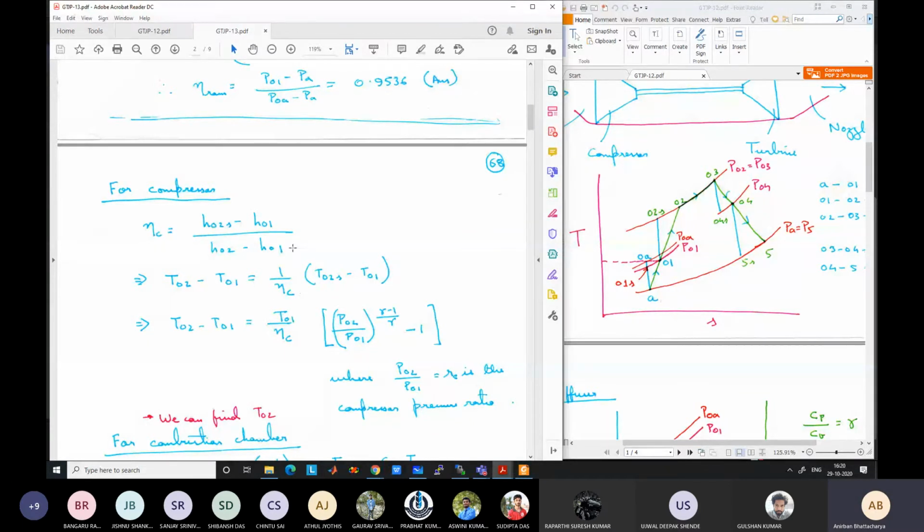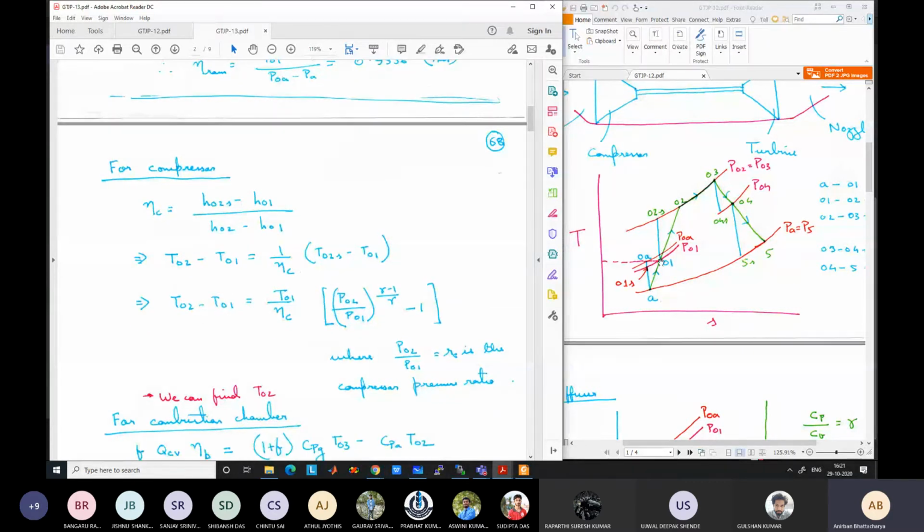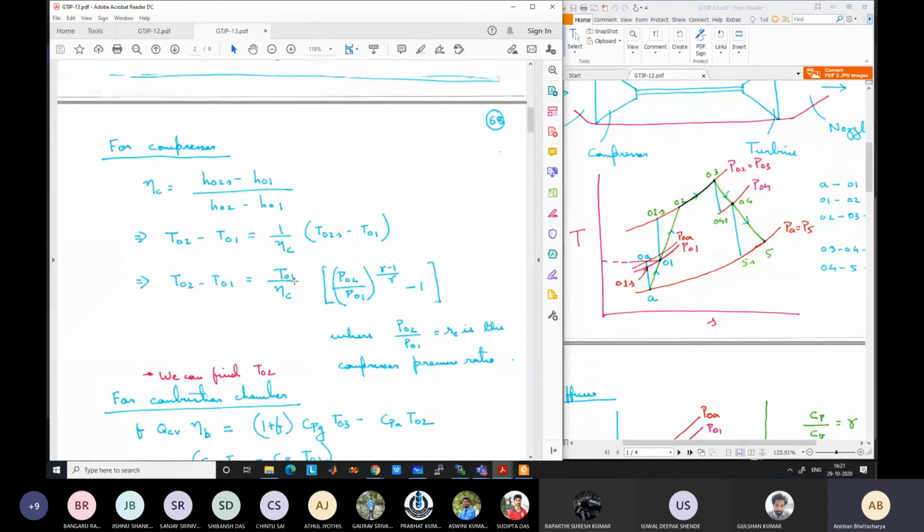This is the same as the industrial gas turbine, so nothing new here and no confusion should be there. The only thing is that the inlet conditions are now different. Otherwise, same as the industrial gas turbine. Once we find T02, P02 is already found because we know the pressure ratio: P01 into RC is equal to P02. So now we know the outlet condition of the compressor, P02 and T02.